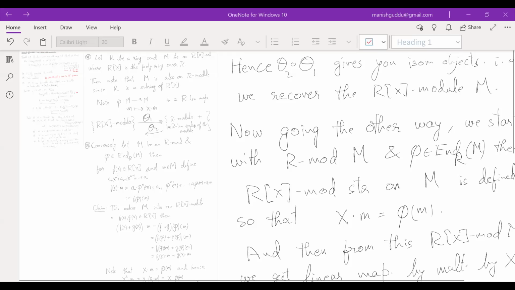Sir, do theta1 and theta2 form a natural equivalence of categories? Yes, in fact they are inverses. So not just an equivalence, it's slightly stronger. Somehow it's an isomorphism of categories. Any other questions?